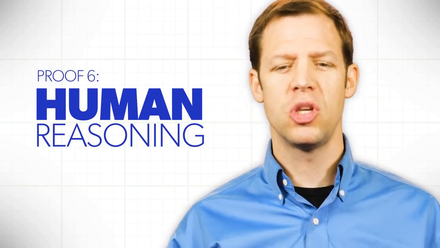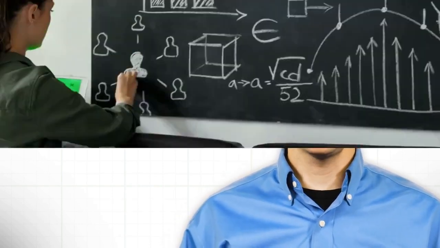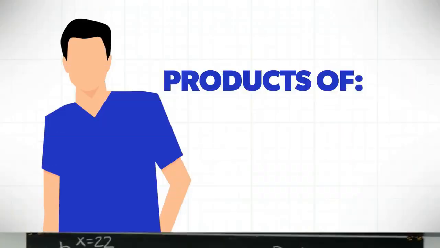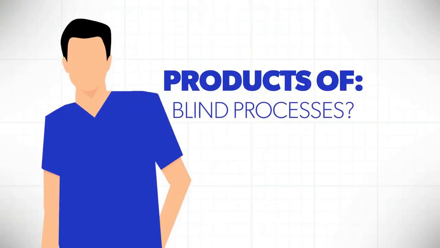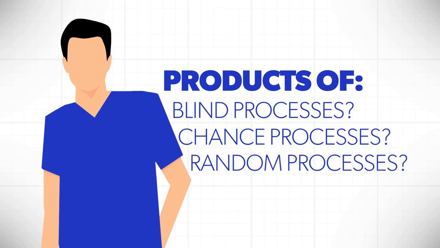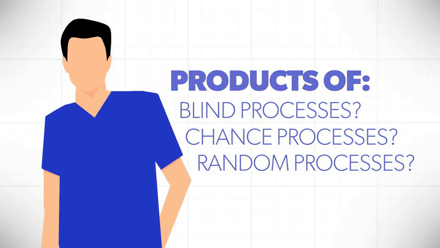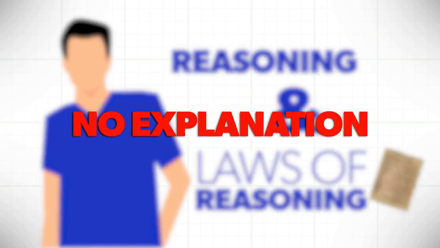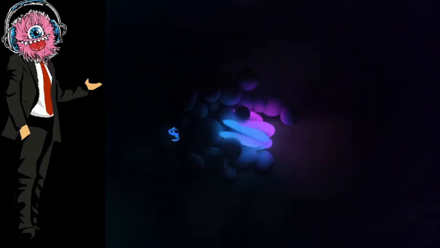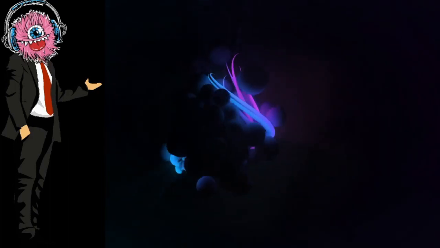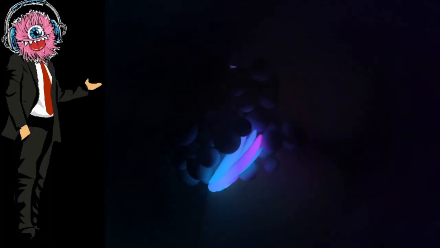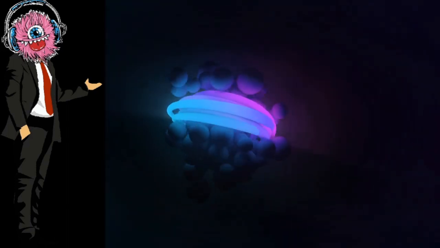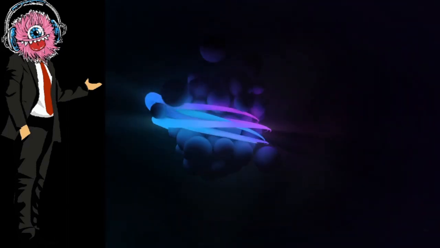And proof number 6, human reasoning. You see, we reason on a regular basis. We understand abstract ideas. If we were products of blind chance, random processes over multiplied millions of years, reasoning and the laws of reasoning simply would have no explanation. Why? Reasoning, or the ability to process what is happening around us and explain it, is merely an emergent property of the brain. And it's not like it's something unique to humans.